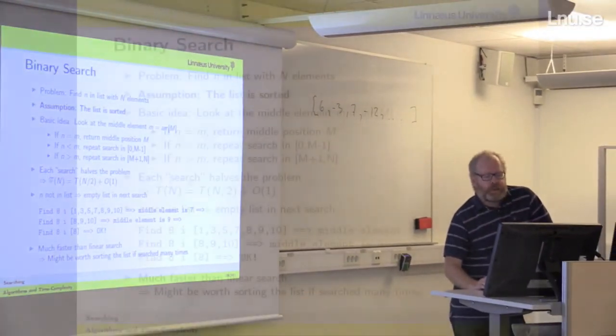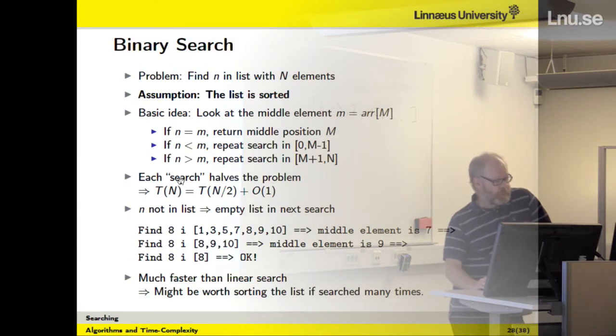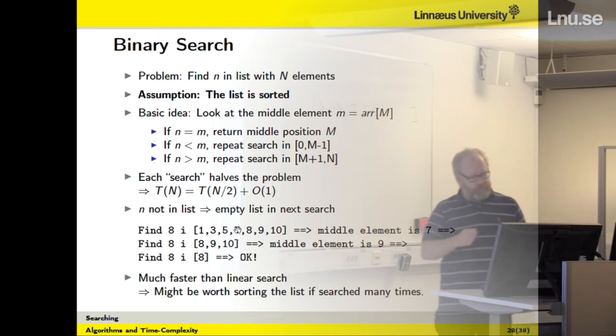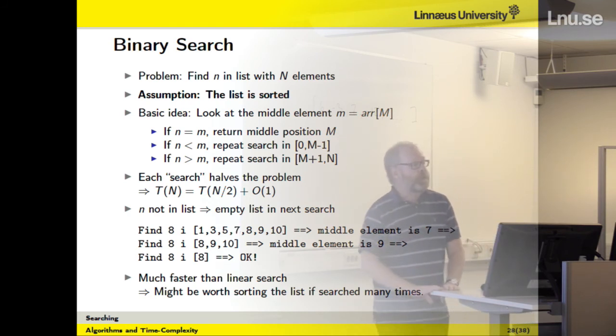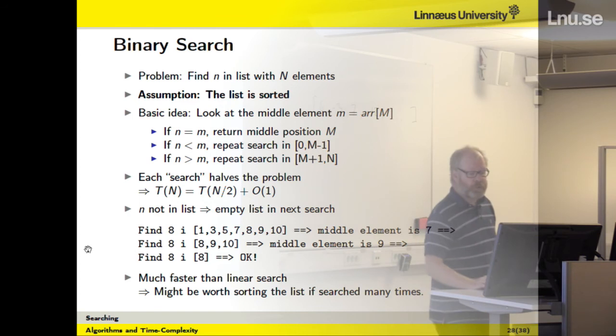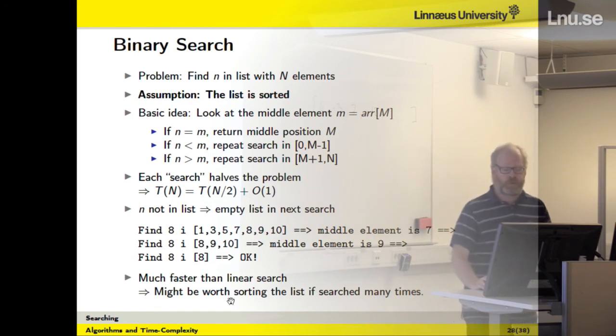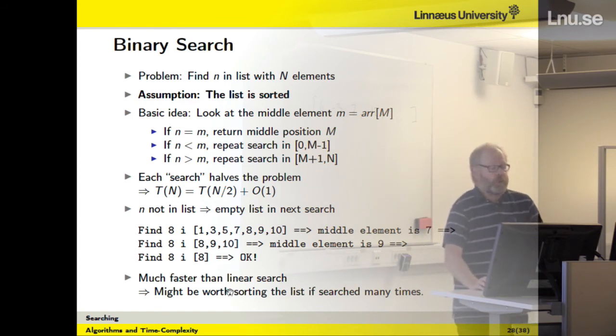So here we are saying that it halves the problem. We have one problem, and then in just a fixed number of steps, we have a problem which is half the size. This is very fast. In every step we are reducing the problem size by half. Much faster than linear search. That means if you are searching many times, it might be worth the effort to start by sorting the elements and then do the searching.